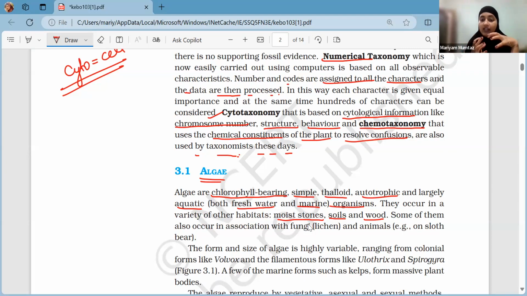And that relationship is lichen. And even algae is present on animals such as on sloth bear. So algae is, you can say, diverse in its habitat, and it is chlorophyll bearing. That is why it comes under kingdom Plantae. It has a very simple body structure, and it is thalloid. Thalloid means thallus-like, something that is not differentiated.